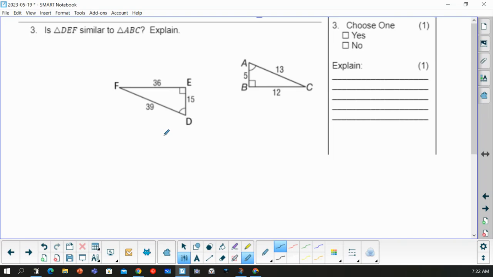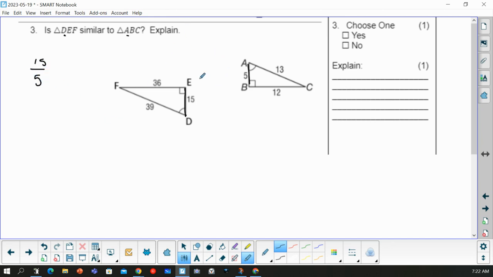We are working on problem number 3 on this chapter 7 practice test. The order of these letters tells me what goes with what. Notice DE is the first two letters. That means that DE is paired up with the first two letters here, AB. So DE is paired up with AB.